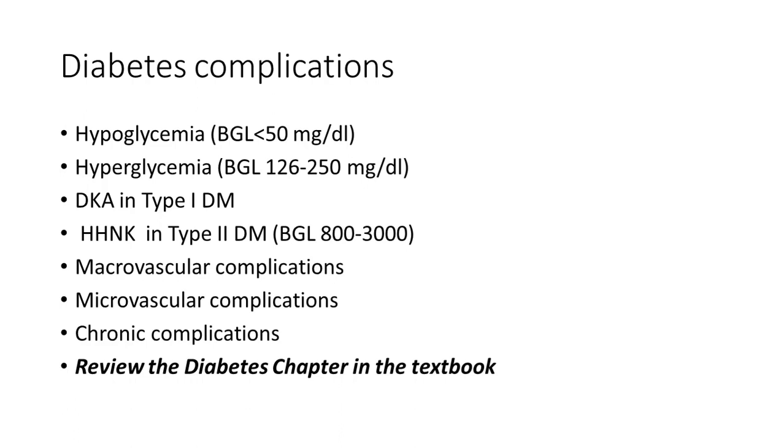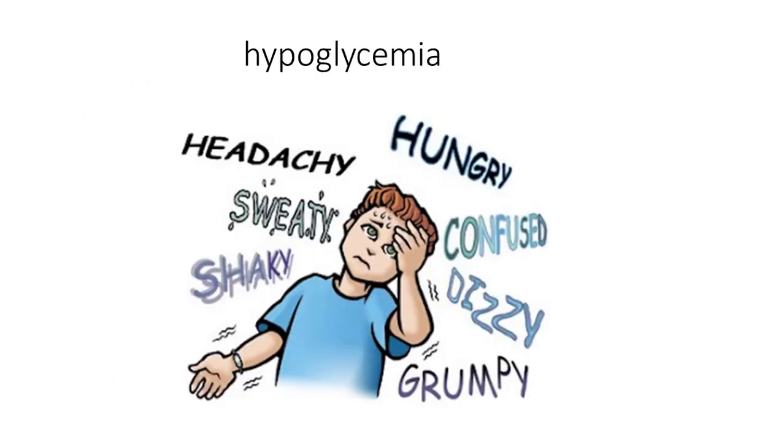Hypoglycemia: they're going to be hungry, confused, dizzy, grumpy, shaky, sweaty, and they're going to have a headache. Generally these symptoms start at 50 and below, but like I said, if the baseline is 300, they might start showing symptoms of hypoglycemia at 150. So make sure you know your symptoms of hypoglycemia.